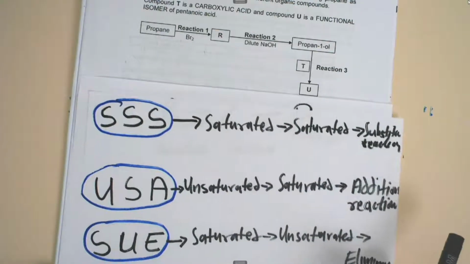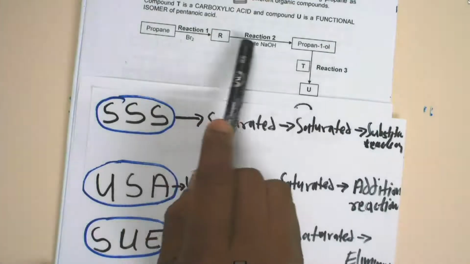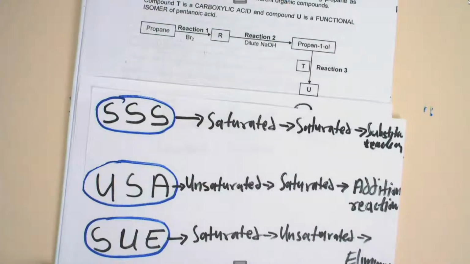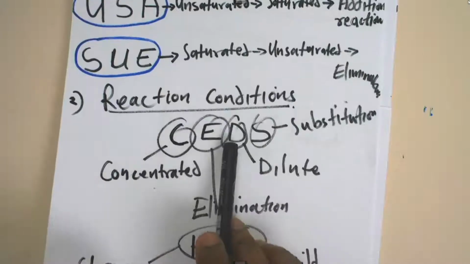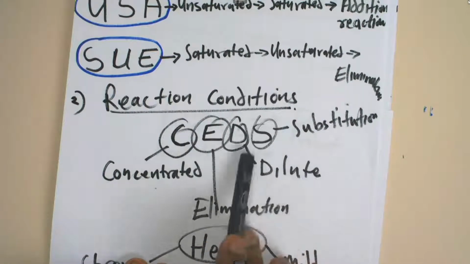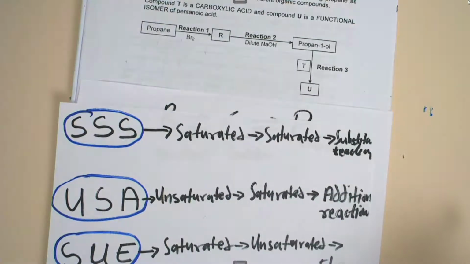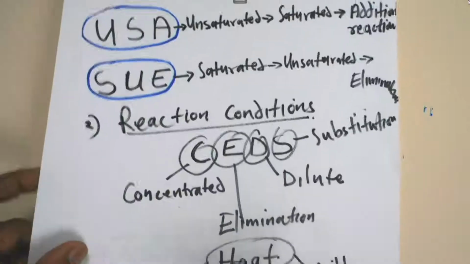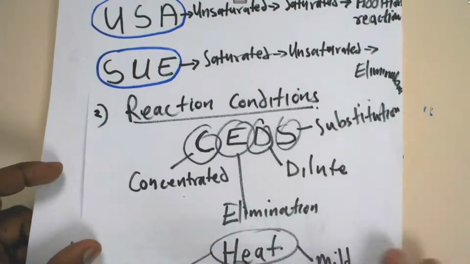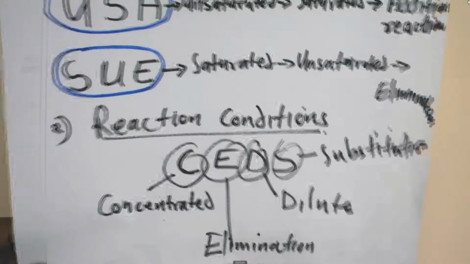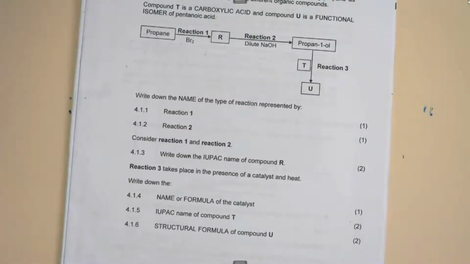I don't even know the questions thereof. Then I am moving from R to propan-1-ol, but I am using a dilute strong base. So here I use my reaction conditions. If it's dilute, then it must be substitution. So reaction 2 is also substitution. This is how easy it becomes when I have outlined all the key pointers in this particular topic. So we'll try and answer questions and apply these methods that we are working with.